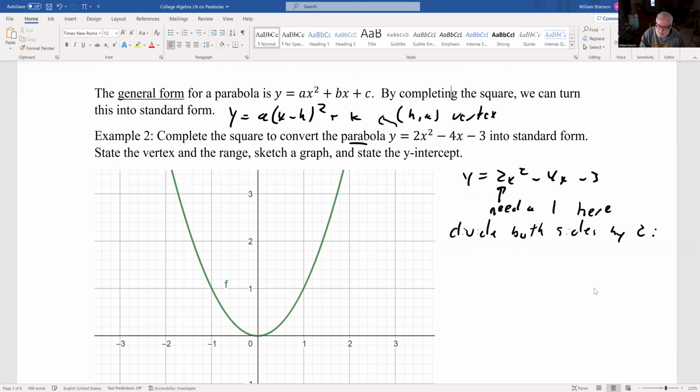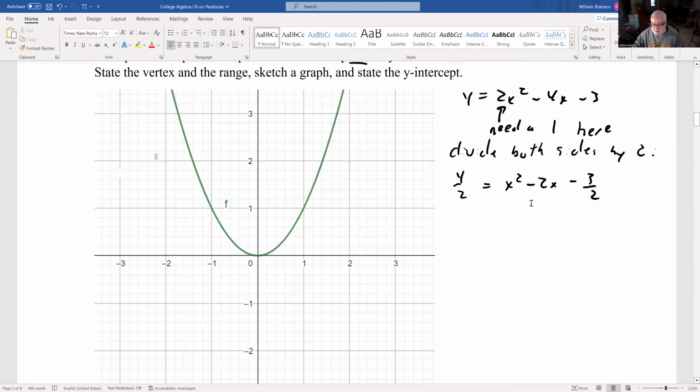To get a coefficient of 1 on the x squared, we divide all the terms by 2. So y over 2 equals x squared minus 2x minus 3 over 2. And now we've got a nice 1 as our coefficient of x squared.